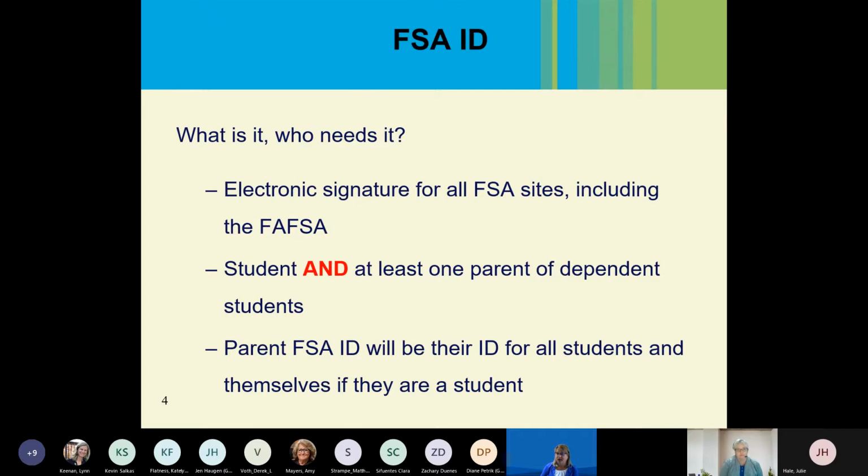First step for everybody is that FSA ID. Your FSA ID is your electronic signature for all FSA sites, including the FAFSA. The student and at least one parent of a dependent student have to have that FSA ID. The one thing we want to let you know is that if a parent has multiple children, it is the same FSA ID. So the parents only need to create one FSA ID.